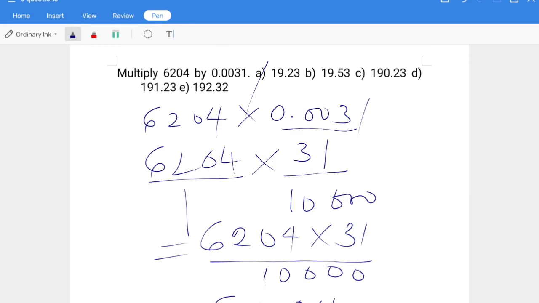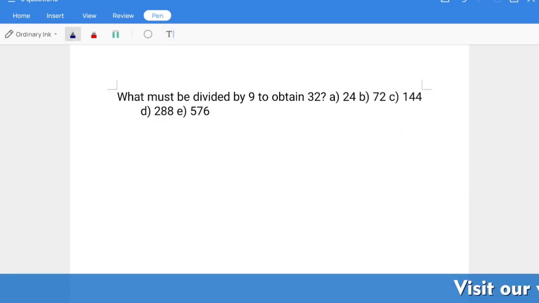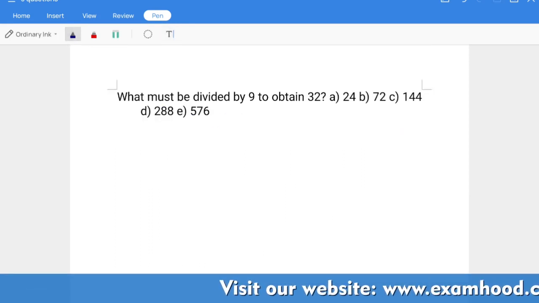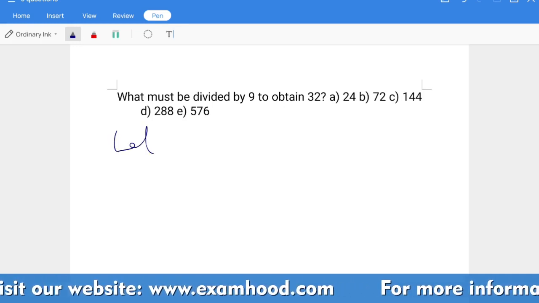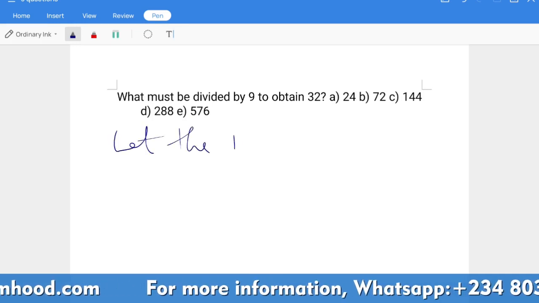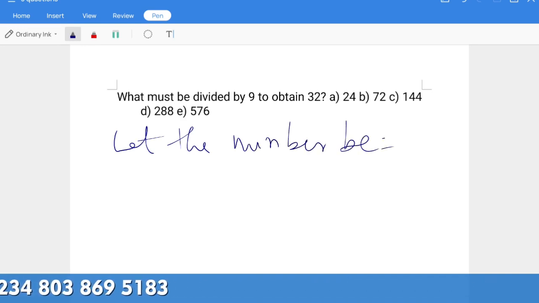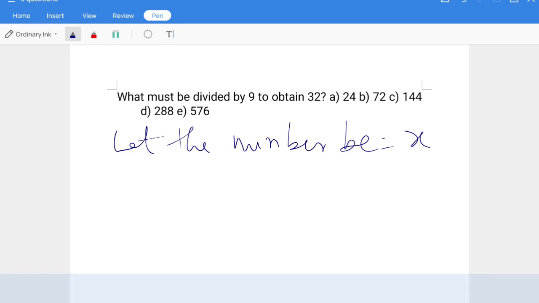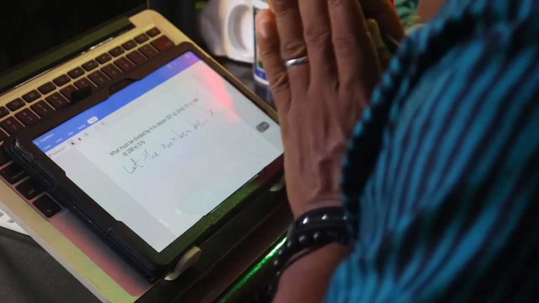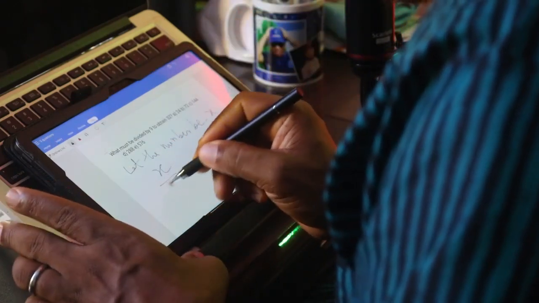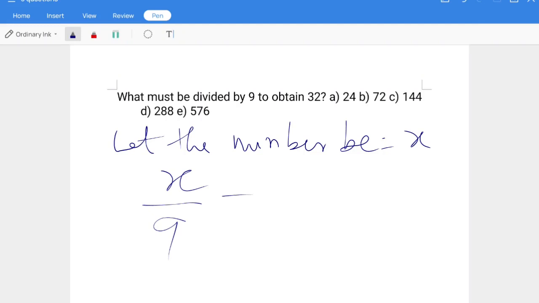And the next one, we have: what must be divided by 9 to obtain 32? So in this question, you say let the number be x. That's the most common letter that we use. Let the number be x. What must be divided by 9? So we divide x by 9 to obtain 32, so x over 9 equals 32.